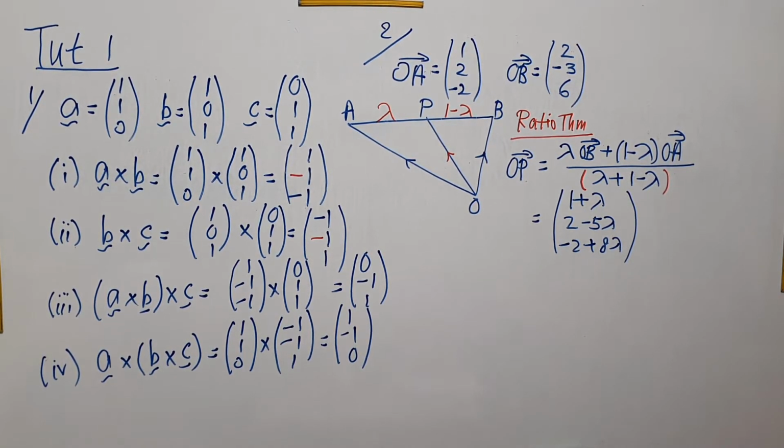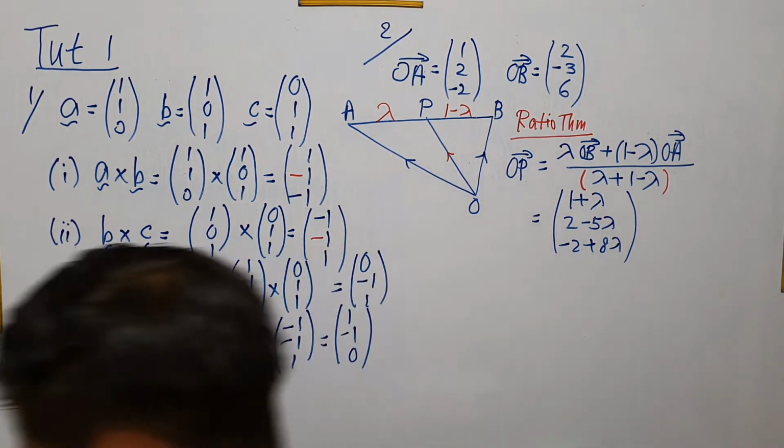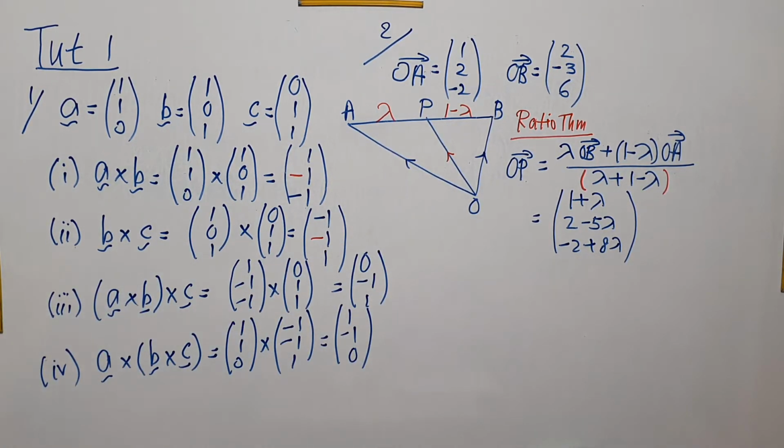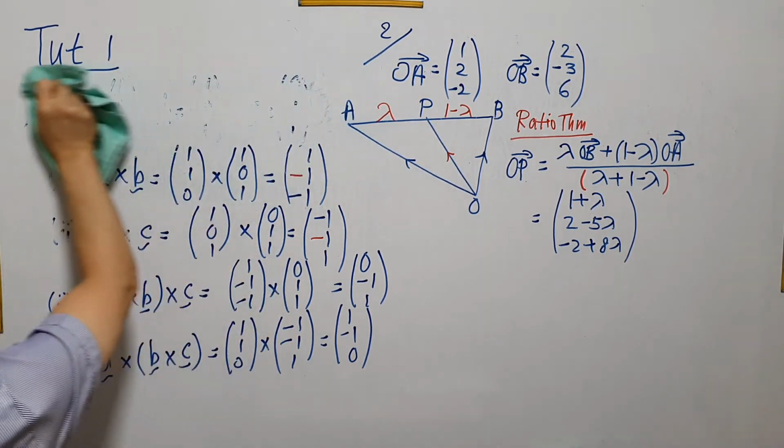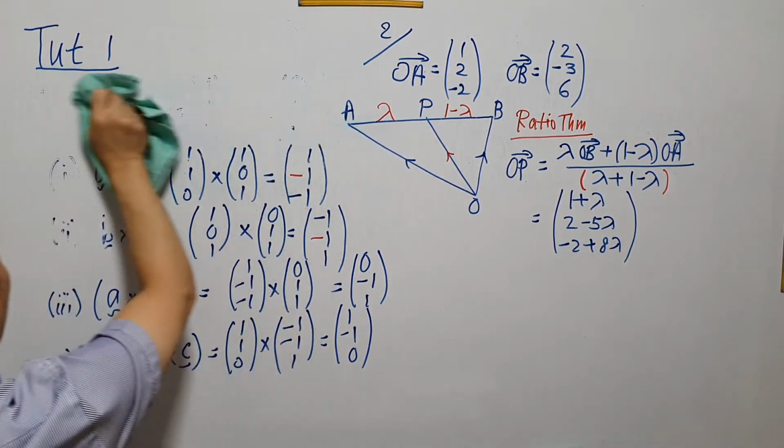And in part A, they want you to find lambda such that OP is perpendicular to AB. You want OP to be perpendicular. How can OP be perpendicular to AB? If OP is perpendicular to AB, what can you say?